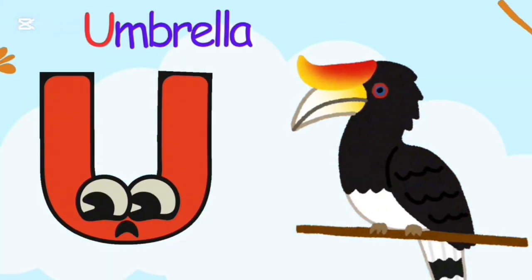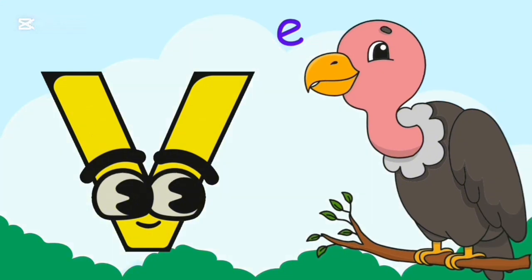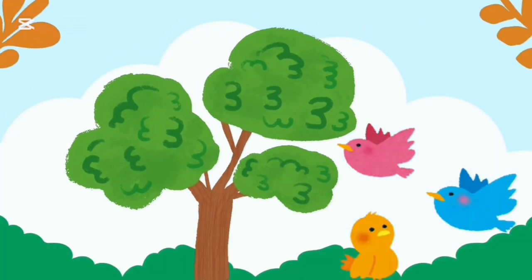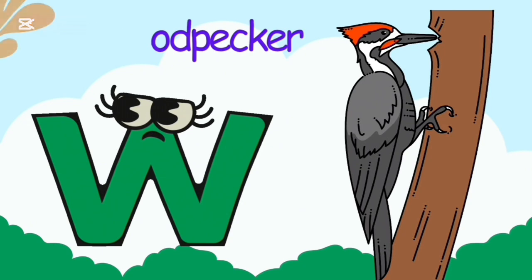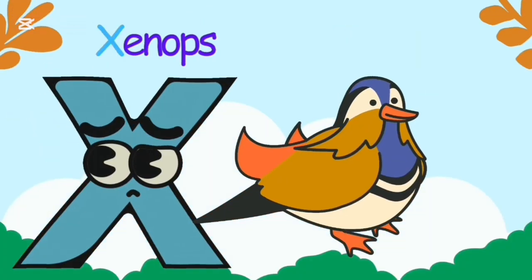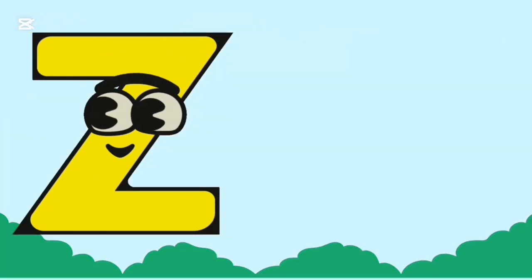Can you see what's around the tree? Yes, birds. U for umbrella bird. V for vulture. Can you see what's around the tree? Birds. W for woodpecker. X for xenops. Y for yellowhammer. Z for zebra finch.